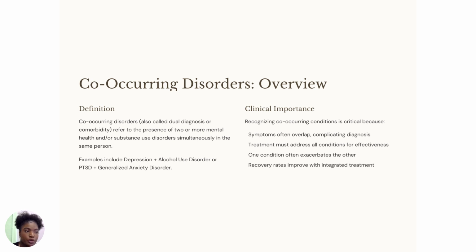Okay, so know what a dual diagnosis or comorbidity is. It's the presence of two or more mental health and substance use disorders in the same person. For example, depression and alcohol use disorder together, or PTSD and generalized anxiety disorder. Symptoms often do overlap, and that complicates diagnosis. So as a clinician, you must develop a treatment plan that addresses all the conditions for effectiveness. One condition often exacerbates another.